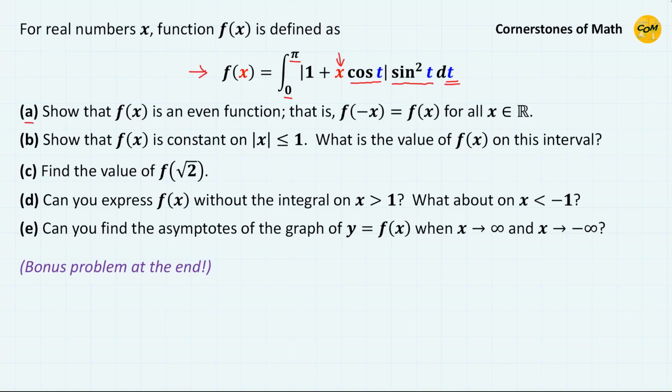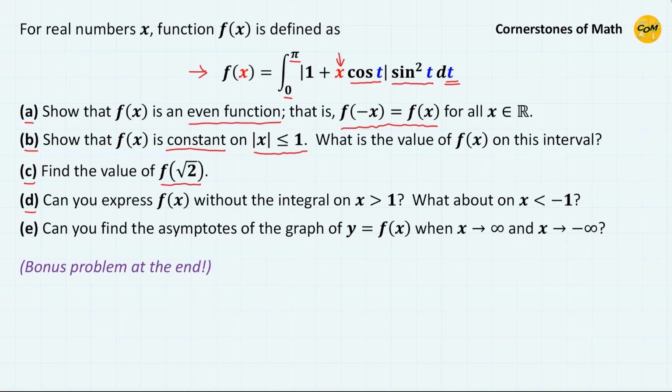Problem A. Show that f of x is an even function. That is, f of minus x is equal to f of x for all real numbers x. Problem B. Show that f of x is constant when the absolute value of x is less than or equal to 1. What is the value of f of x on this interval? Problem C. Find the value of f of square root of 2.